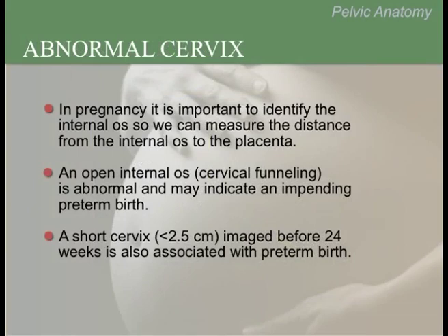You should attempt to image the cervix in every scan until late in pregnancy, because an abnormal cervix can be a warning sign of problems during delivery. Sometimes you can't see the cervix well until late in pregnancy. For example, an internal os that is open, called funneling, is a warning sign of preterm birth. A cervix that is shorter than normal, less than 2.5 centimeters, when imaged before 24 weeks gestation, is also associated with preterm birth.